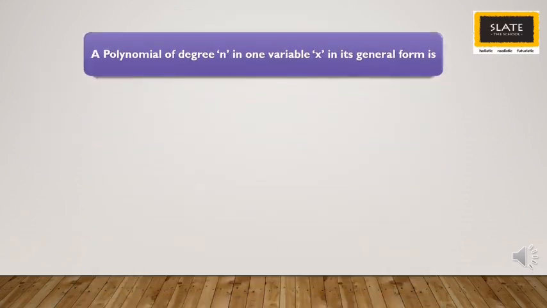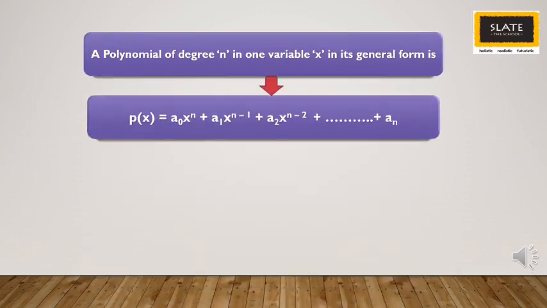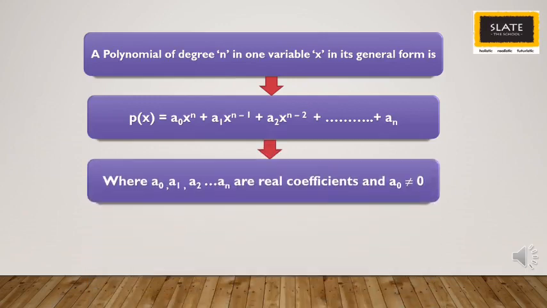A polynomial of degree n in one variable x in its general form is p of x equal to a0 x power n plus a1 x power n minus 1 plus a2 x power n minus 2 plus so on plus an, where a0 comma a1 comma a2 comma so on comma an are real coefficients and a0 is not equal to 0.